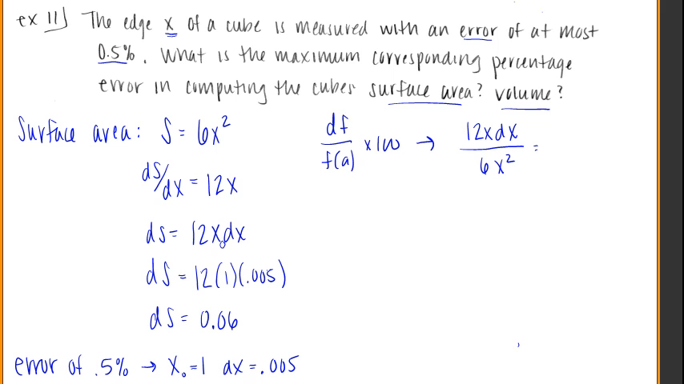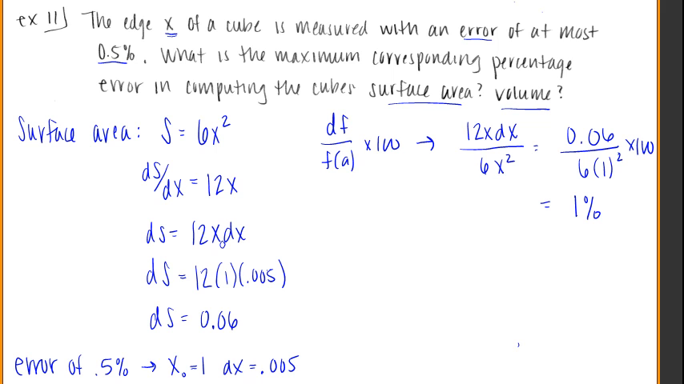We already know the top value. The top value is going to be 0.06. And down here in the bottom will be 6 times 1 squared. So 0.06 divided by 6, and then multiplied by 100, will give us a 1% maximum corresponding error. Okay?